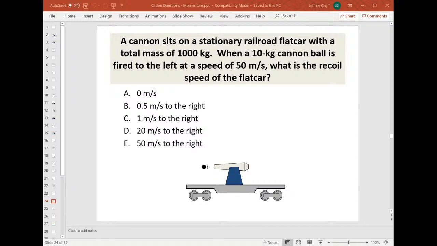It's an explosion. So what's the total momentum of the system before the cannon is fired? 0. The total momentum of the system is 0. So after the cannonball is fired, the total momentum is still 0. You have the cannonball going to the left, let's call that negative momentum, and the cannon going to the right, let's call that positive momentum. Can you figure out then what is the recoil speed?